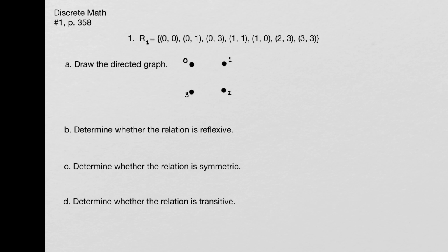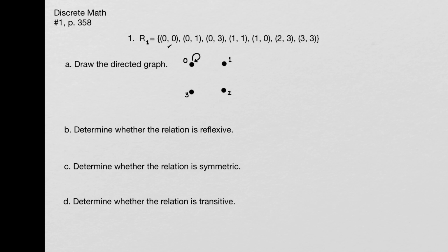In this problem, we need to draw a directed graph for relation 1, or R1, and then determine if it is reflexive, symmetric, and transitive. So I'll start with my directed graph, and I have the ordered pair 0, 0, which means that 0 gets paired with itself. So we have an arrow coming out of 0 and then headed back into 0.